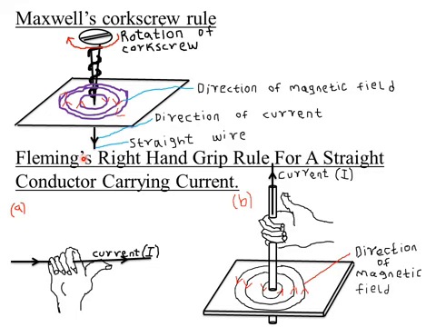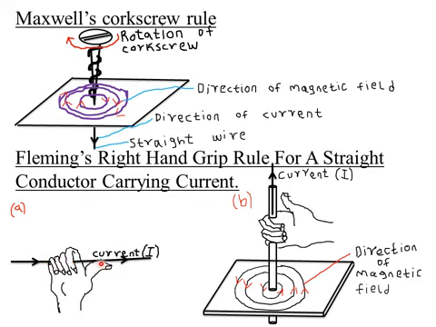Now, the first thing to note when you are using the right hand grip rule is that you should always use your right hand when you are grasping your conductor. So assuming this is my conductor, and the current is flowing in the forward direction, as indicated by this arrow, then the rule instructs us that if a conductor carrying current is grasped, that is, to grasp is to hold it. As you can see, the right hand is holding this particular conductor carrying the current.